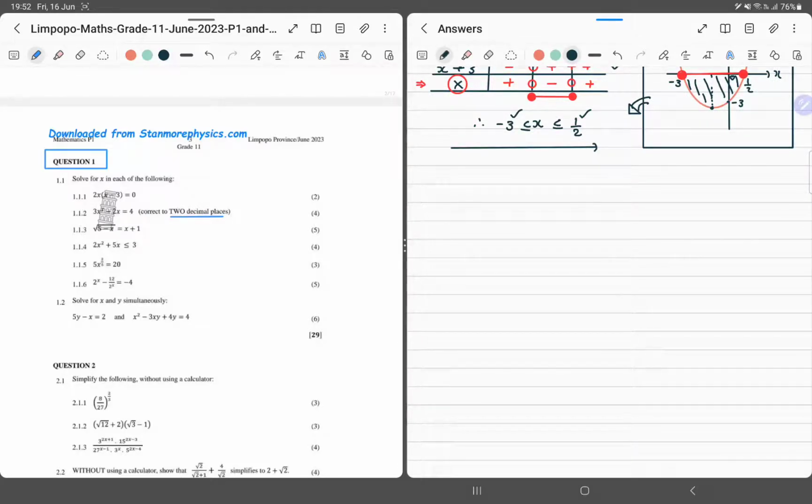Okay, let's go on. We've got 1.1.4, 0.5.